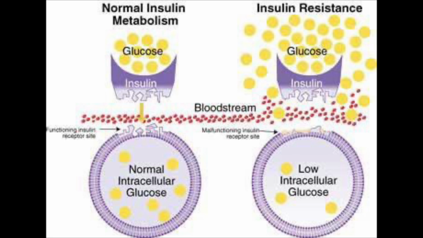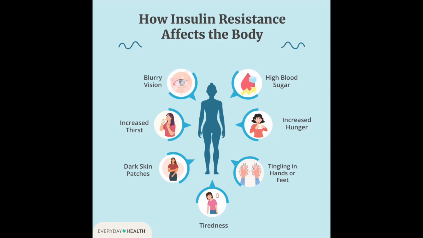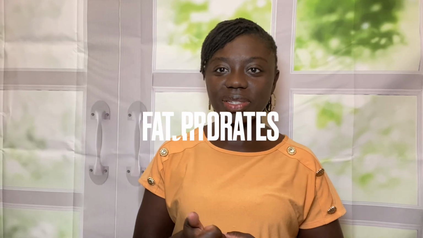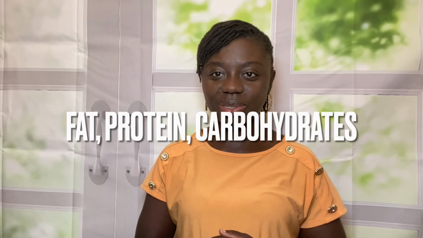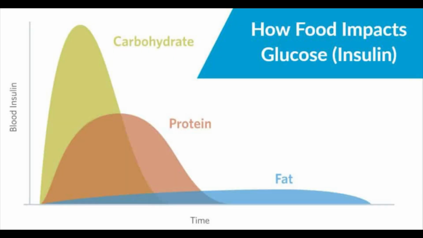So what can we do to change this? What we can do is to look at the 3 macronutrients that your body needs. We have fat, protein, and carbohydrate. So when it comes to raising your insulin, fat barely raises your insulin. Protein raises your insulin moderately, and carbohydrates raise your insulin very high. So doesn't it make sense for you to eat the food that does not raise your insulin so high to reduce the risk of getting these metabolic diseases?